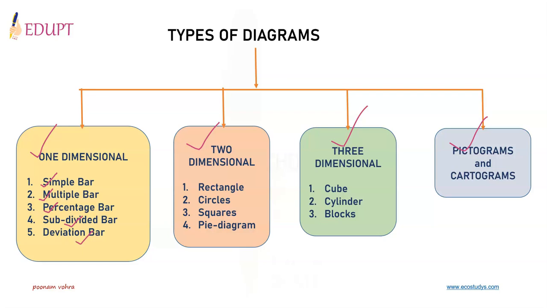Two-dimensional diagrams are in the form of a rectangle, circle, squares, and pie diagram. Three-dimensional diagrams are cube, cylinder, and blocks. And then pictograms and cartograms are in the form of pictures. Out of all these types, we are concerned with all one-dimensional diagrams, and in two-dimensional diagrams only pie diagram. That is all. Rest is not included in this syllabus.